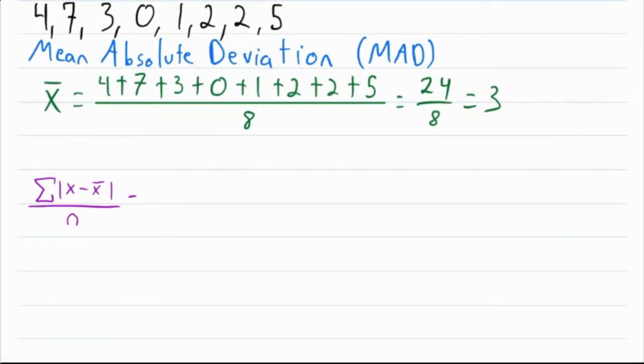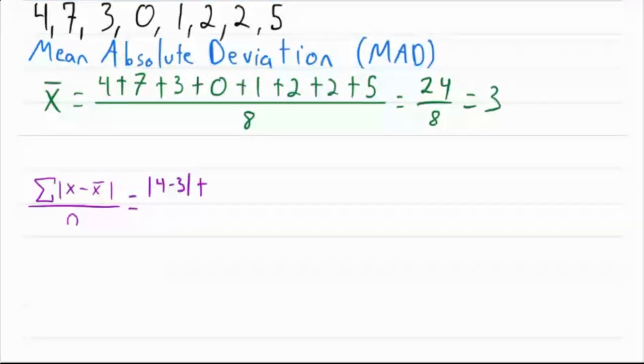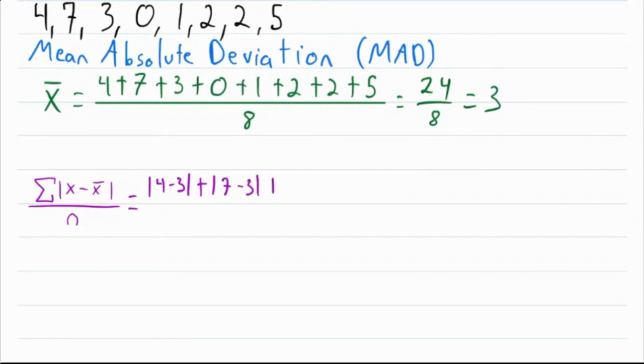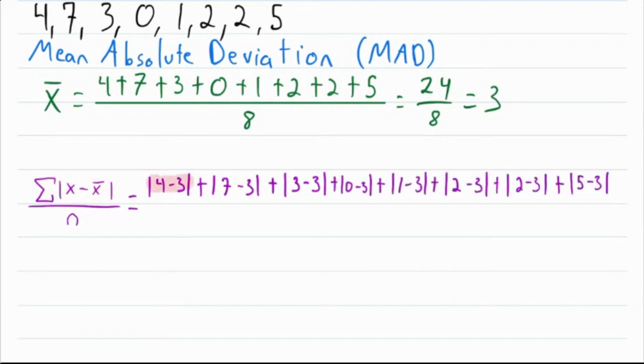for our example. So the mean absolute deviation is equal to the absolute value of the first data point, 4, minus the mean, 3, plus the absolute value of the next data point, 7, minus the mean, 3, plus the absolute value of the next data point, 3, minus the mean, 3, and so on. So this is the numerator. We added up the distance between each data point and the mean. And then we just divide by the total number of distances, which is the total number of data points, which we already know is 8. Let me rewrite that 8.